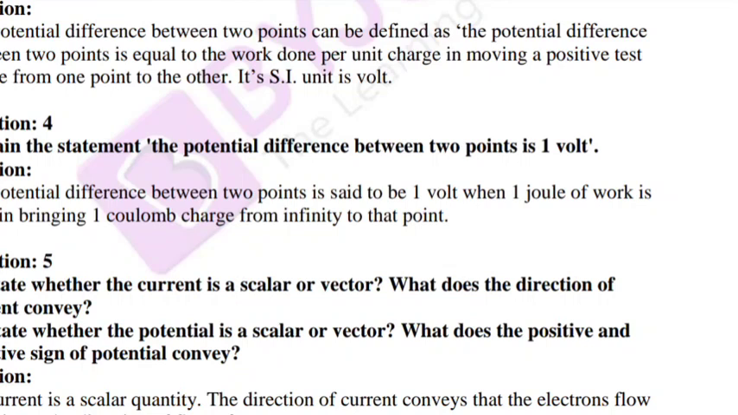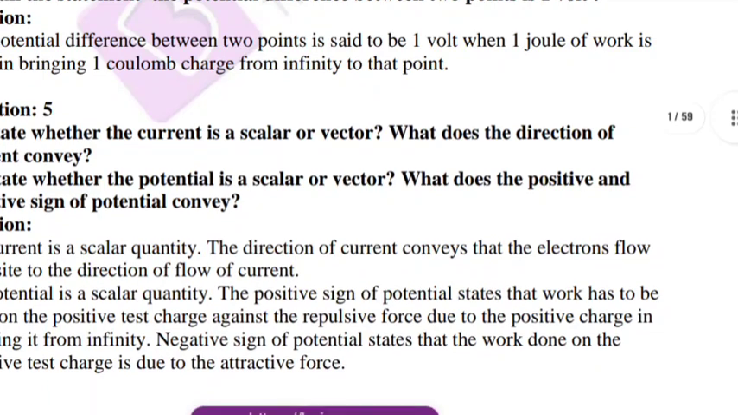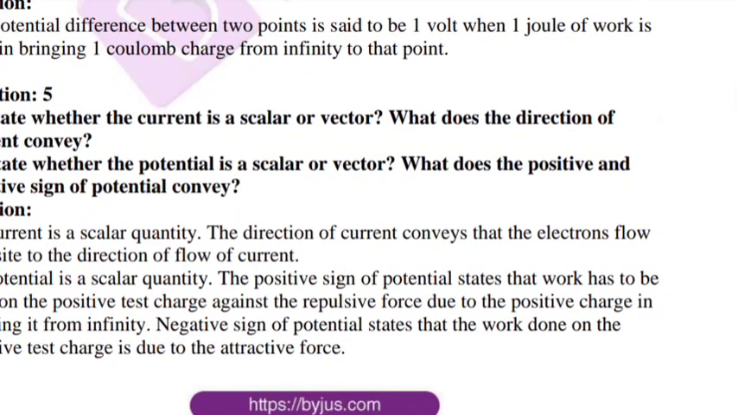Question number 5 (a): state whether current is a scalar or a vector. What does the direction of the current convey? And part (b): state whether potential is a scalar or a vector. What does the positive or negative sign of the potential convey?